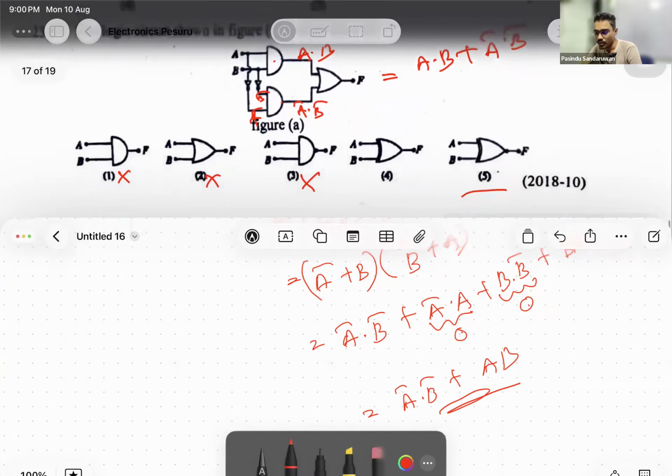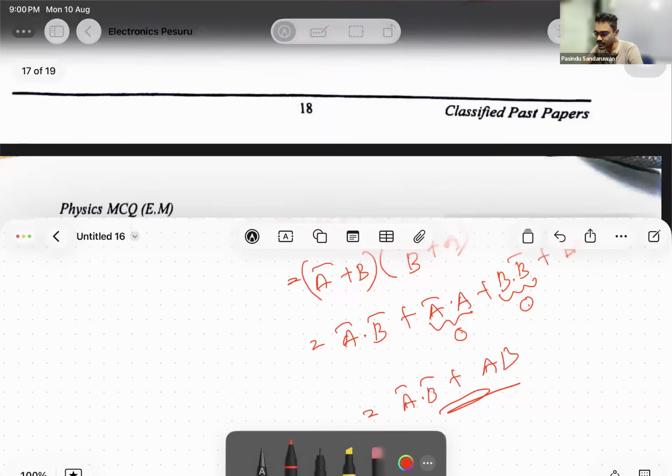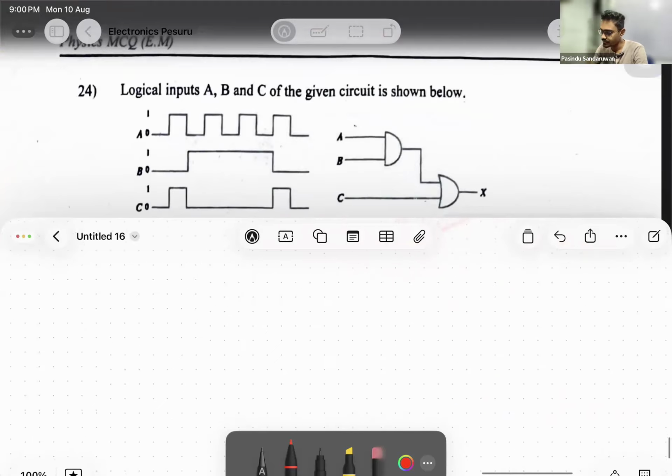So likewise, now remove the known and popular ones and check with the other unknown ones. That's easier. Right, 24.